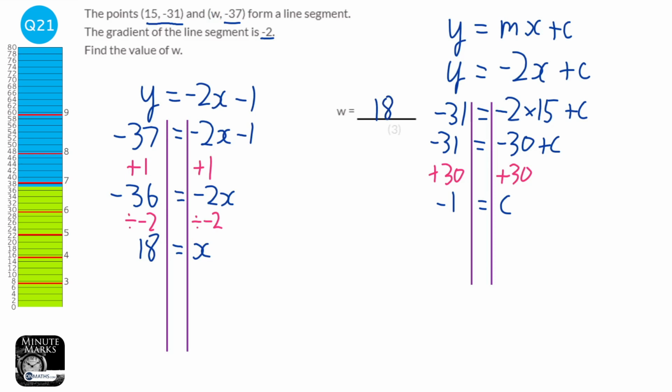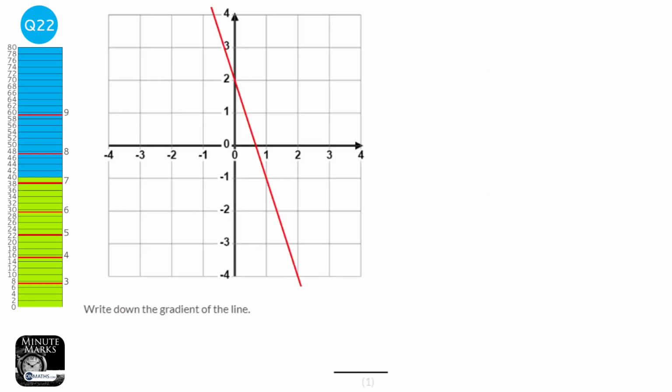So w is 18. To find the gradient, we need to first of all find 2 coordinates we know. So I'm going to pick this one and this one. And to find the gradient, we're just going to draw a right angled triangle between them. The gradient is the change in y over the change in x. But here you can see that we've gone down 3, so it's a -3. And we've gone 1 to the right. So that's going to be -3 over 1, or just -3. So the gradient, a different definition of it, is how far up we go when we go 1 to the right. So here we've gone 3 down, so it's going to be -3.